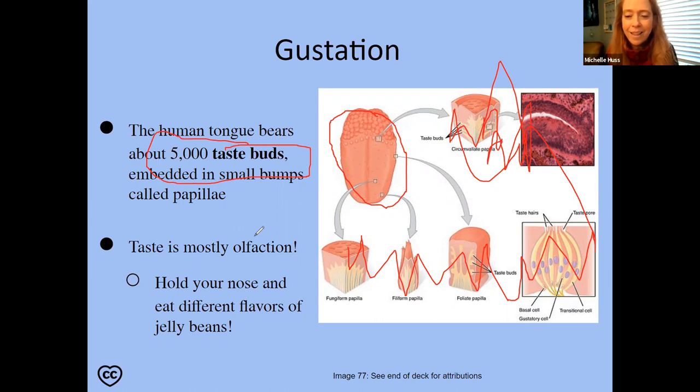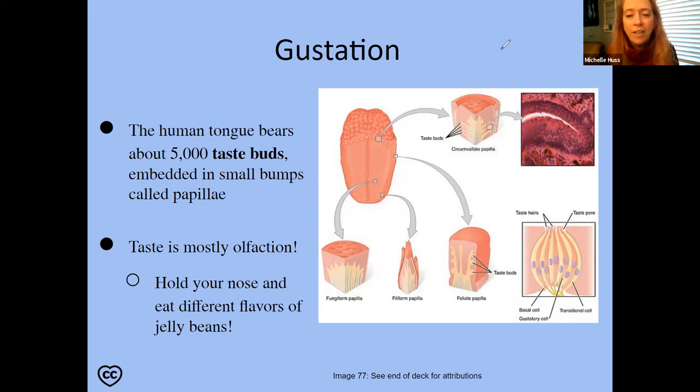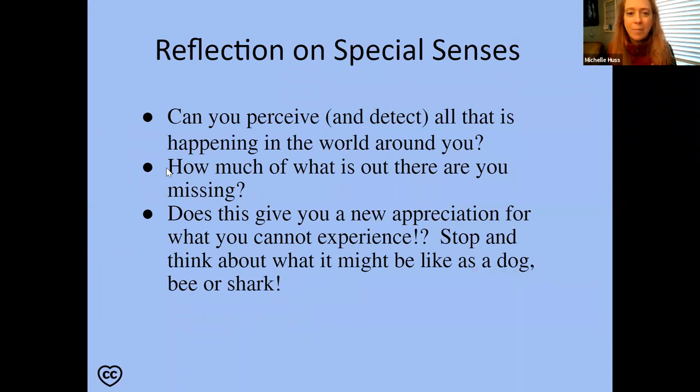But get this. Taste is mostly olfaction. So even though your taste buds might be working all the time, if you have a cold, you can't perceive it. Your brain needs your olfaction to be working. If you hold your nose and eat a bunch of different flavored jelly beans, you won't be able to tell the difference between them, because it's not the receptor, it's your brain. How your brain perceives taste requires smell. Very interesting.